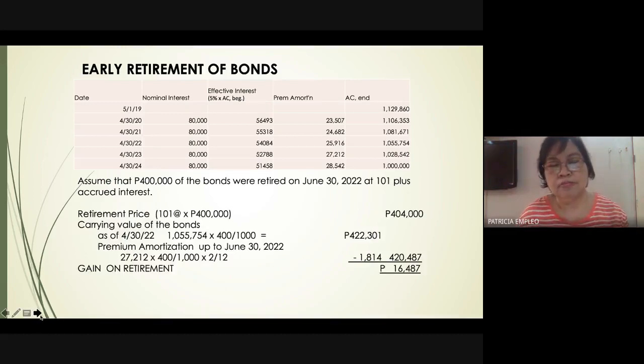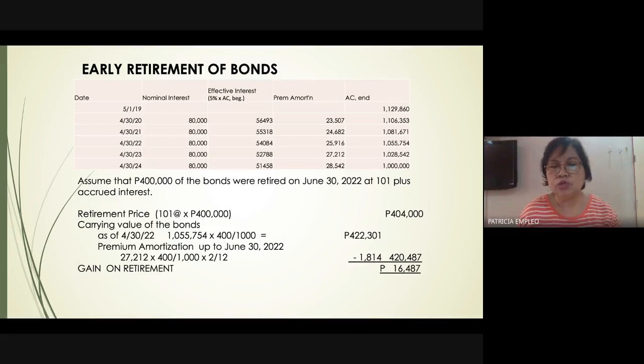And therefore, we compute. Our retirement price is 101% of 400,000, which is 404,000. We will update the carrying value of the bonds retired on June 30, 2022. Based on the table, the latest carrying value available is as of April 30, 2022. Hence, we go to amortized cost. The amortized cost is 1,055,754. But this 1,055,754 is the amortized cost of the full 1 million bonds. We are retiring only 400,000 of the 1 million bonds.